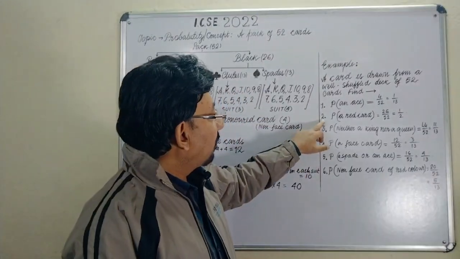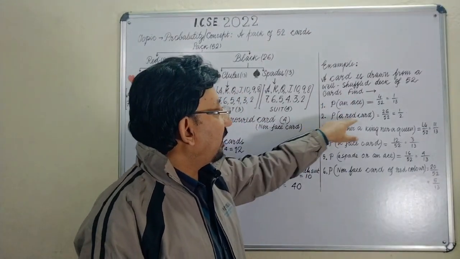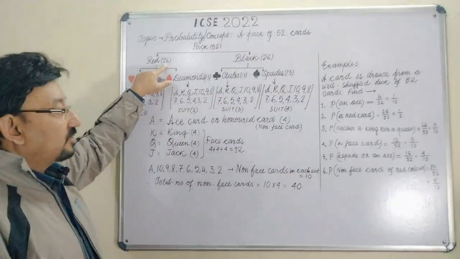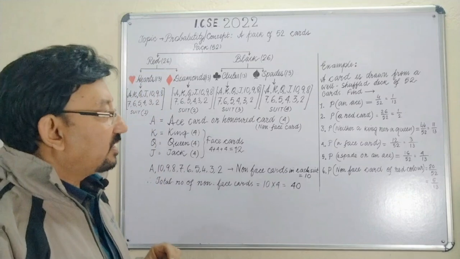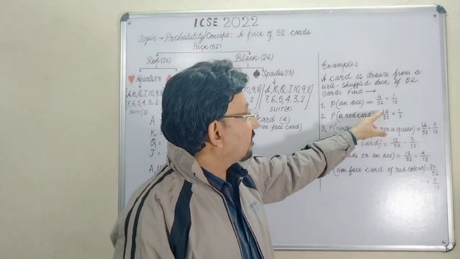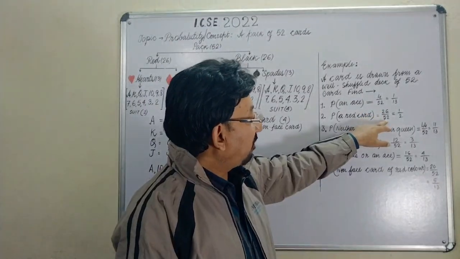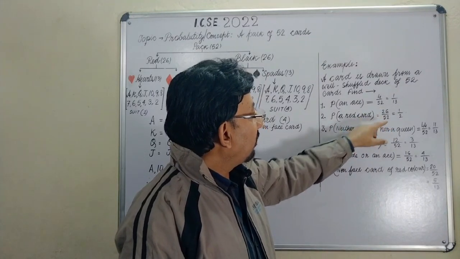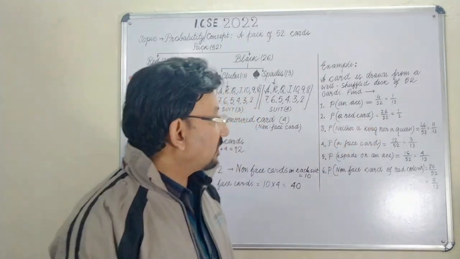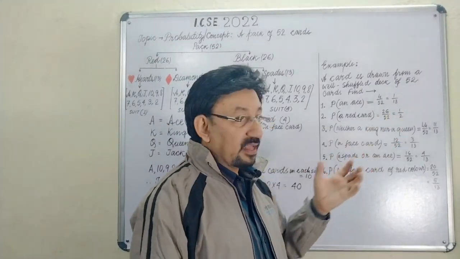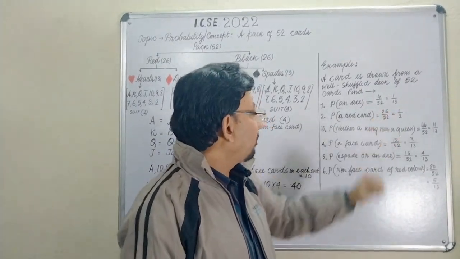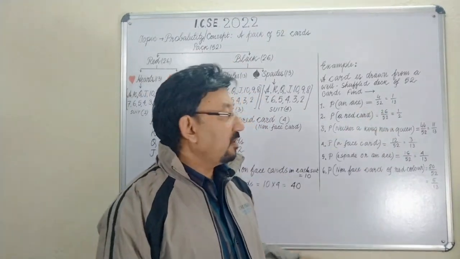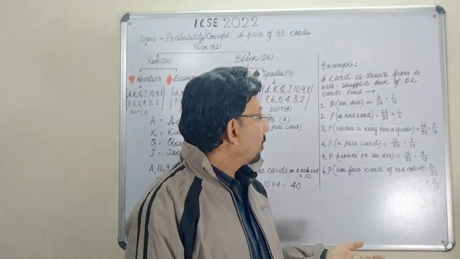Second question, find the probability of a red card. You know, there are 26 red cards in a deck of 52 cards. So 26 by 52 will be the probability of a red card, which is equal to half. After cancellation, it becomes half. Always remember, you will have to bring the fraction in its simplest form.